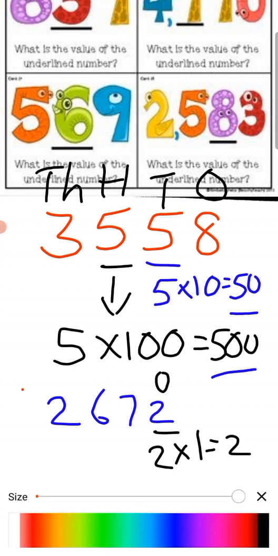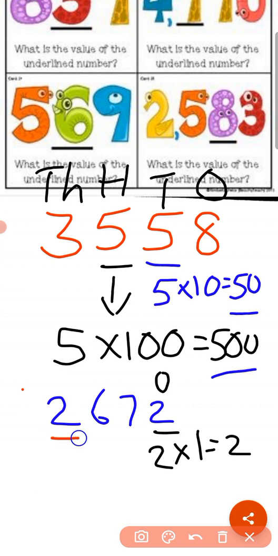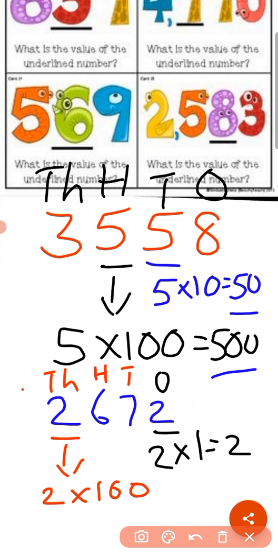Now we have to find the place value of this 2. Here 7 is in tens place, 6 in hundreds place and 2 is in thousands place. So the place value of 2 is 2 into 1000 is equal to 2000. Write 2 first, then put 3 zeros. So here also the digits are the same, both are 2, but according to their position, their values changed.